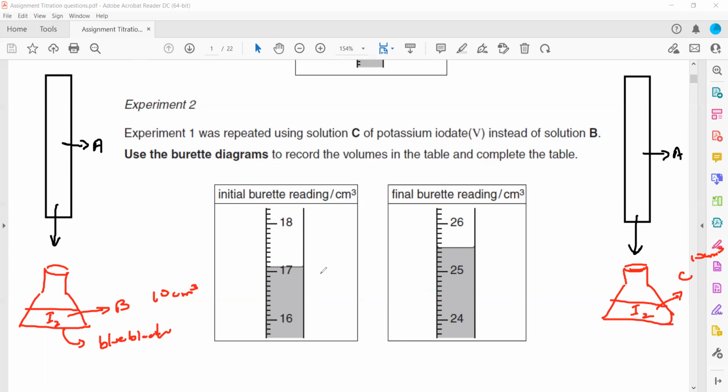So the initial burette reading was 17.1 and the final burette reading is 25.5. When we take the difference, it comes out as 8.4. So 8.4 cm cube of solution A is needed in experiment 2, whereas 16.8 cm cube of solution A is needed for experiment 1. So it means solution B has a high concentration because it needs a greater amount of A for a complete reaction, whereas solution C has a low concentration because a small quantity of A can completely react with C.